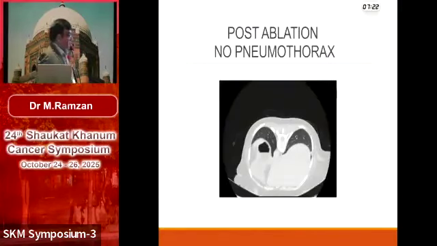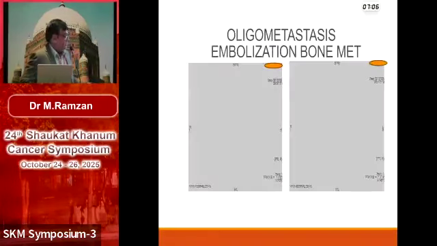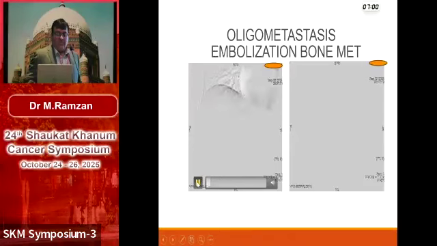And luckily we had no pneumothorax. Sometimes you have to take the calculated risk. Even in this patient, if I had a pneumothorax, while you're treating the cancer, it doesn't matter, because the pneumothorax can be treated. So this patient really did well, and then she was on maintenance chemotherapy.